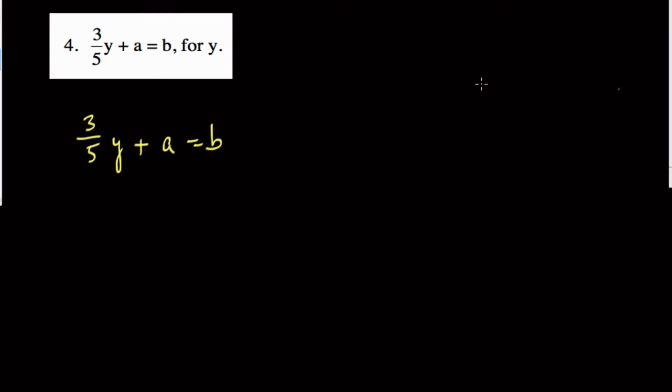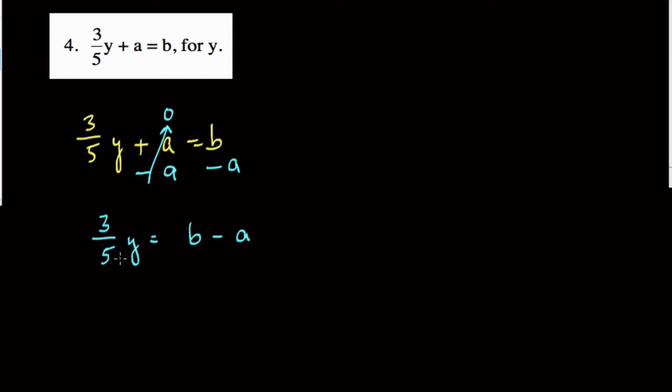What do I do about adding a? I can subtract a. A minus a is 0. So I end up with 3/5 y plus 0, and I don't have to write plus 0. If I subtract a from this side, I have to do the same thing to the other side, otherwise I won't keep this equal. So I have 3/5 y equals b minus a, and I want to get y by itself.